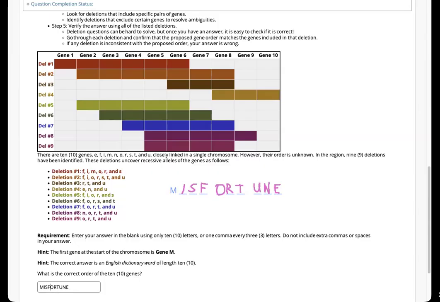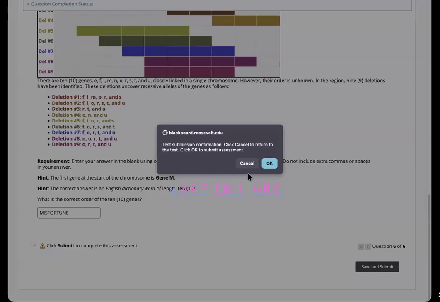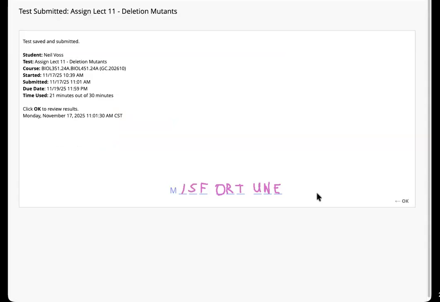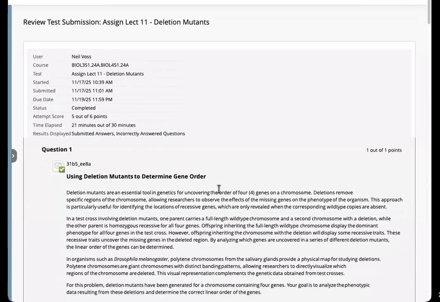I do allow students to put commas in, but sometimes it can work against you. It's better to just type the word cleanly, I think. So misfortune is our word right there, and we can hit submit, and we are done, and we can see whether or not Dr. Voss got them all correct.